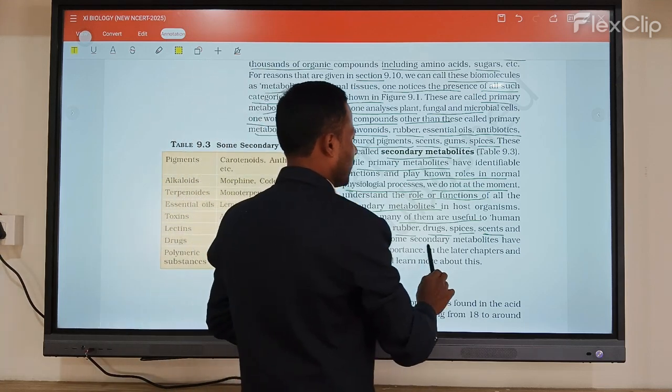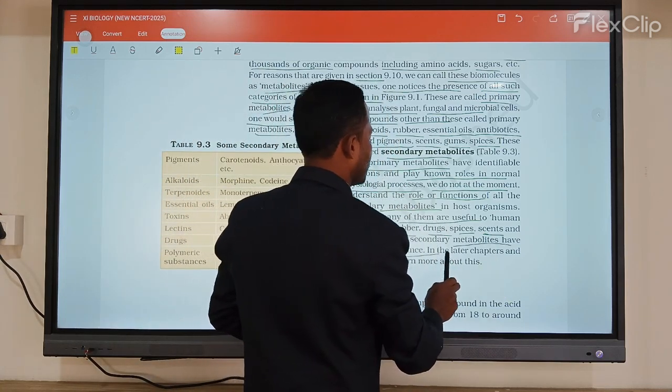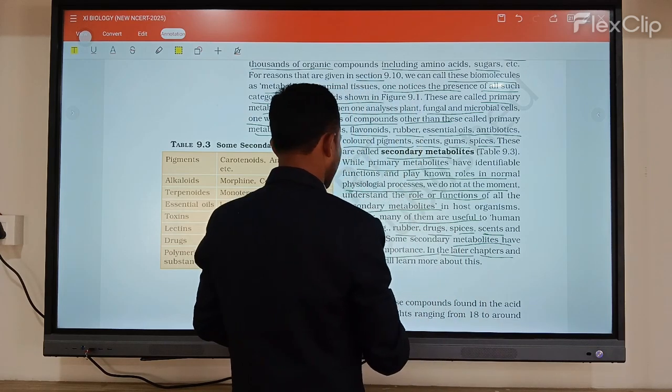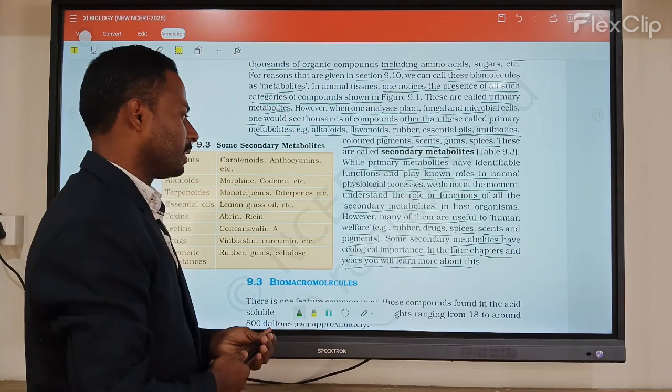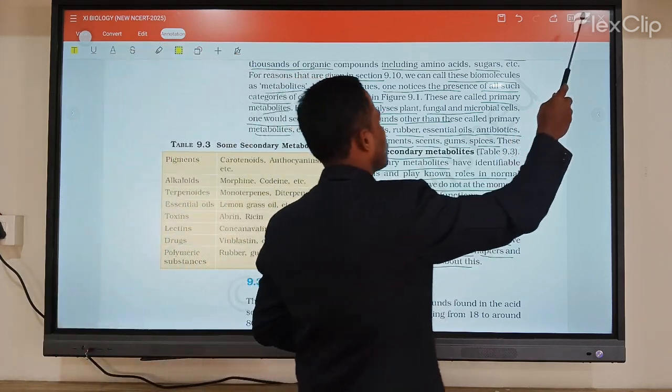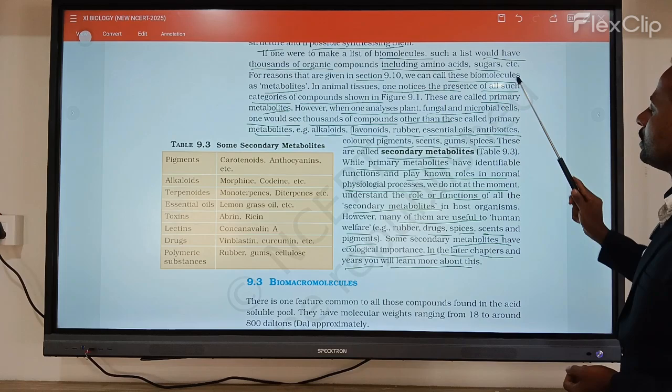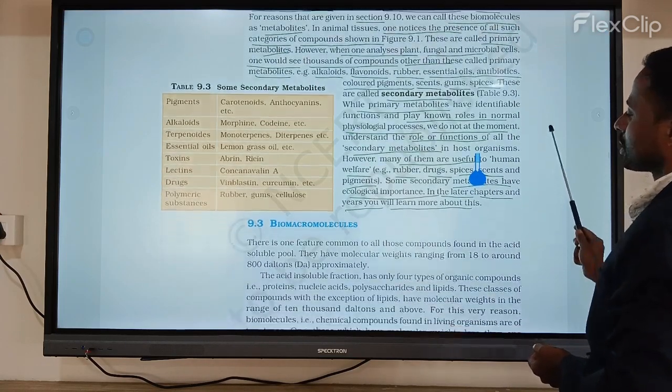Some secondary metabolites have ecological importance, which you will learn in more detail in a later chapter. The remaining ones have very important things to discuss in the next classes.